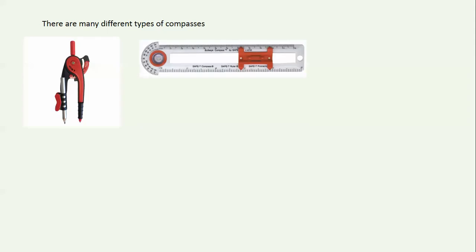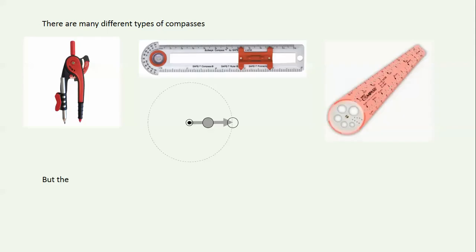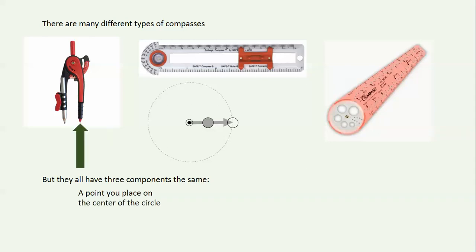There are many different types of compasses, but they all have three components that are the same. They're all going to have a point that you place on the center of the circle. Here we have the end that does not have a pencil. We have the eye of my compass here, and this golden circle, the eye of my compass here. All these points will not be drawing anything. They're simply placed on the center.